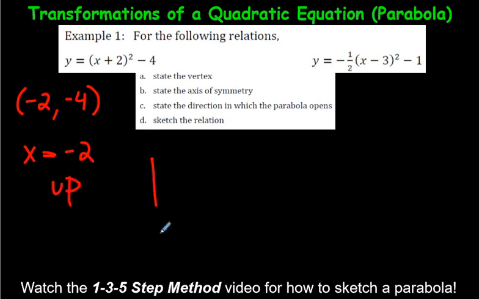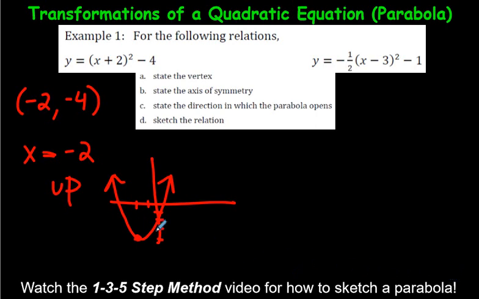Sketch the relation. If we did a really quick little sketch of this, -2, -4, 1, 2, 1, 2, 3, 4. There's our vertex right there. It's opening up. And a sketch doesn't have to be precise, okay? This is just a simple sketch. And if you had to sketch this thing more precisely, then I would direct you to what you see right here. Watch the 135 step method video for how to sketch a parabola.